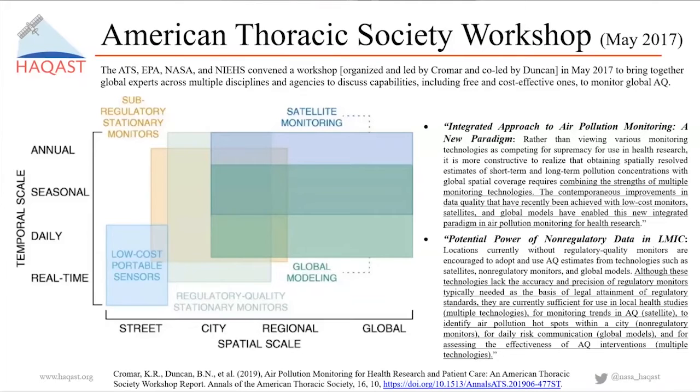The second recommendation that resonated with me was the potential power of non-regulatory data in LMIC. Most of the world's population has no access to air quality information. So the idea here is you could use free and cost-effective sources of information for your air quality monitoring strategy. And they could include low-cost sensors, satellite data, and global models.